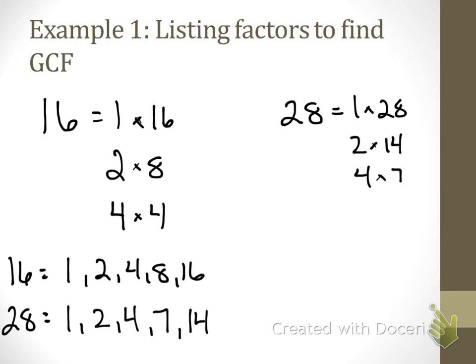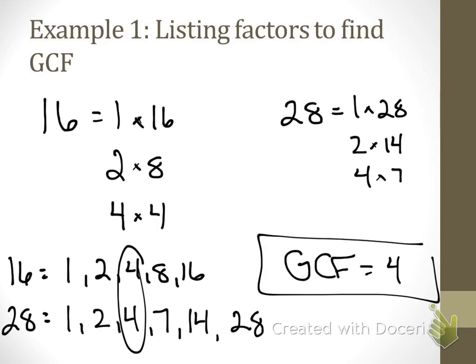And now we're looking for the biggest factor that both numbers share. Both numbers share a 2, but is there a bigger number? What is it? It's 4, so my GCF is 4. There's no math that I have to do. Once I list out the factors, I just find the biggest number that both of them share, and I go from there.